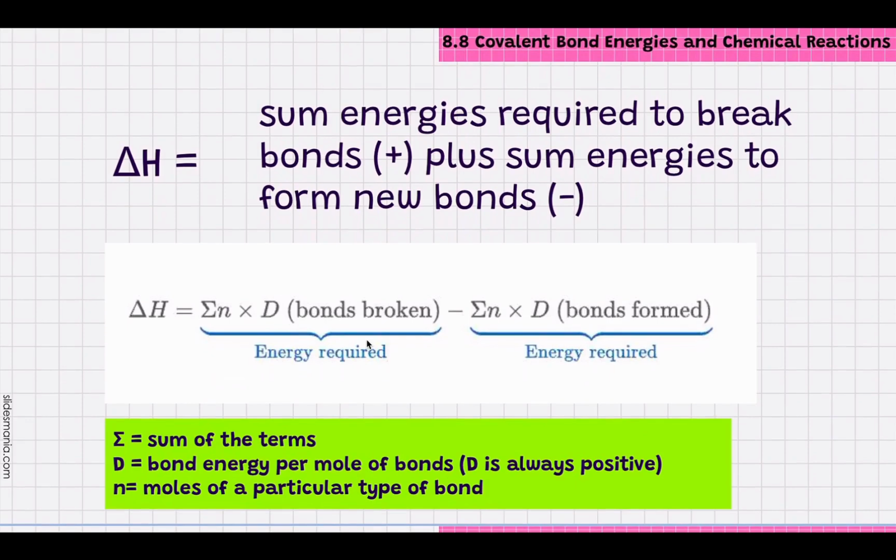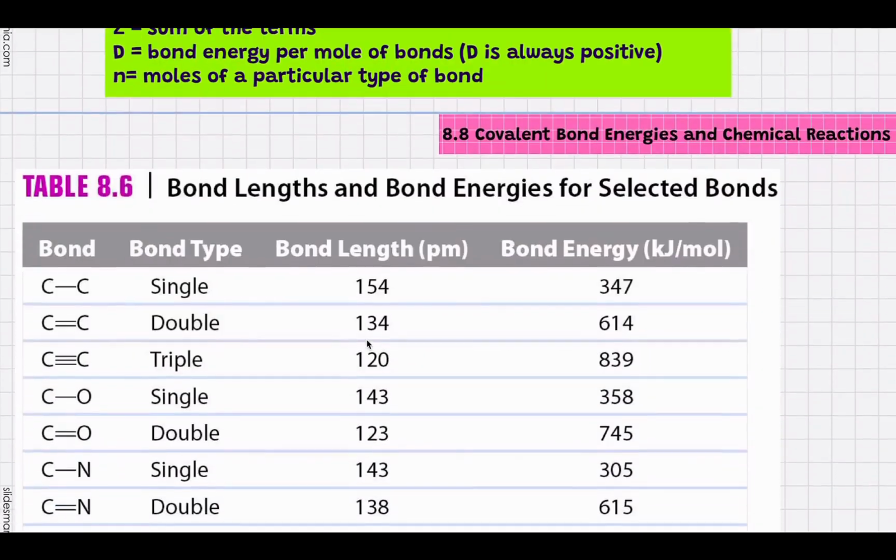So we're going to calculate delta H of the reaction by using those bond energies. So this is different than the sum of the products minus the sum of the reactants, but yet you should get the same result. So let me just show you one.